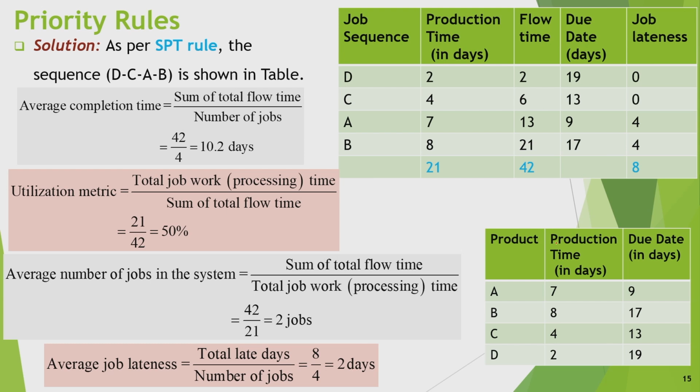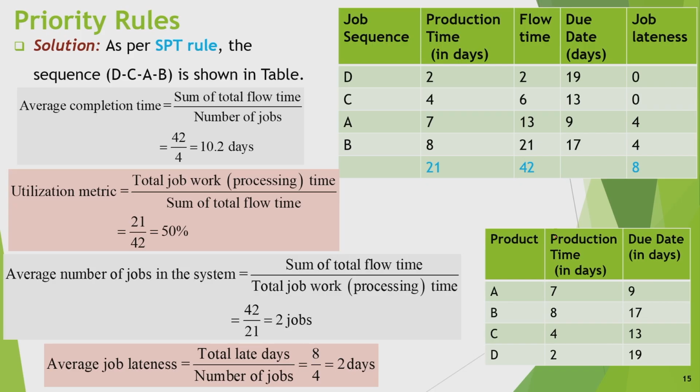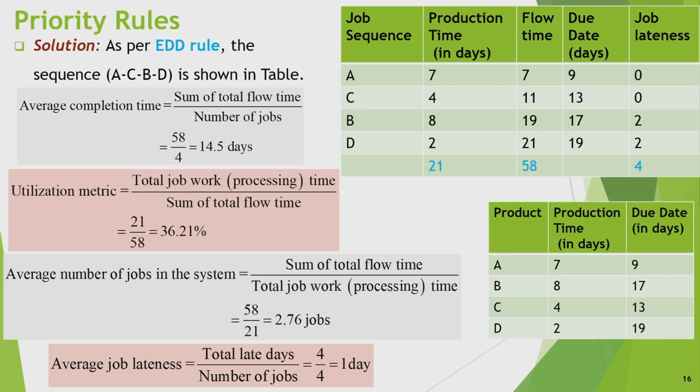So the utilization metric will give total job processing time, which is 21, but the sum of total flow time this time is 42. So you see that this time this figure is coming to 50%. Basically 21 by 42 is 0.5, multiplied by 100. Average number of jobs in the system is the sum of total flow time divided by total job work time. So that becomes 42 by 21, equal to 2 jobs, and average job lateness is total late days divided by number of jobs, that is 8 by 4, that means 2 days.